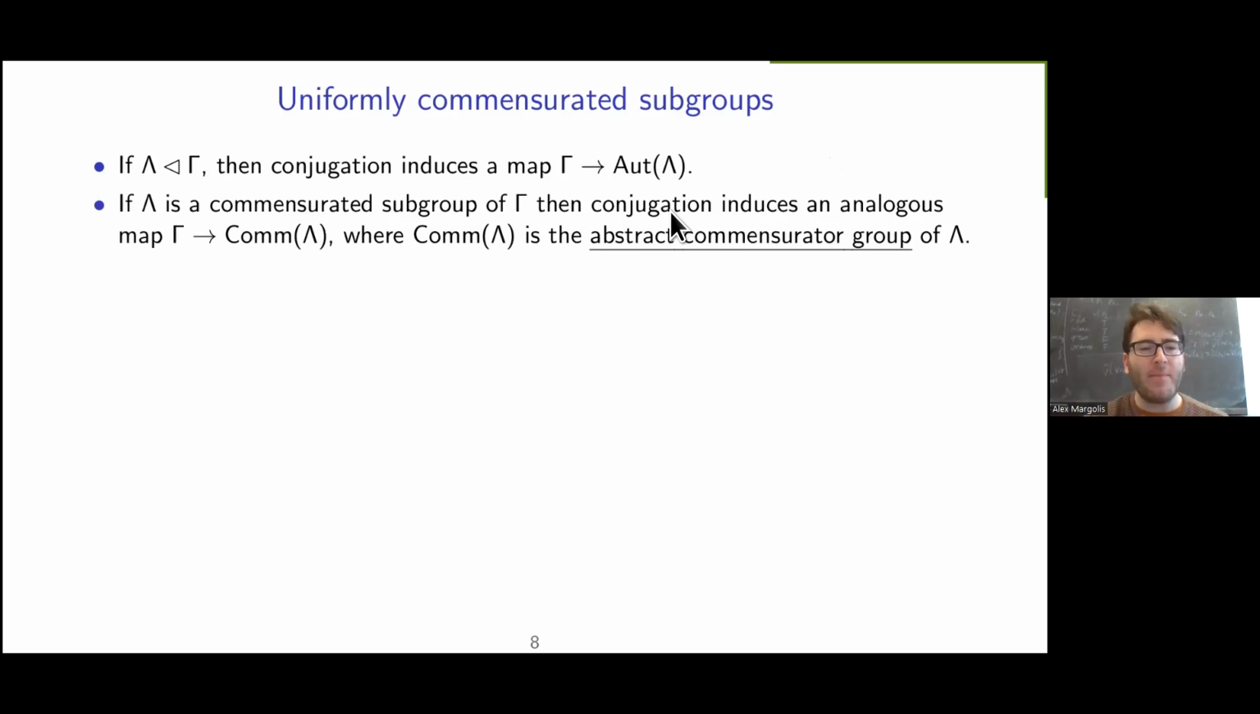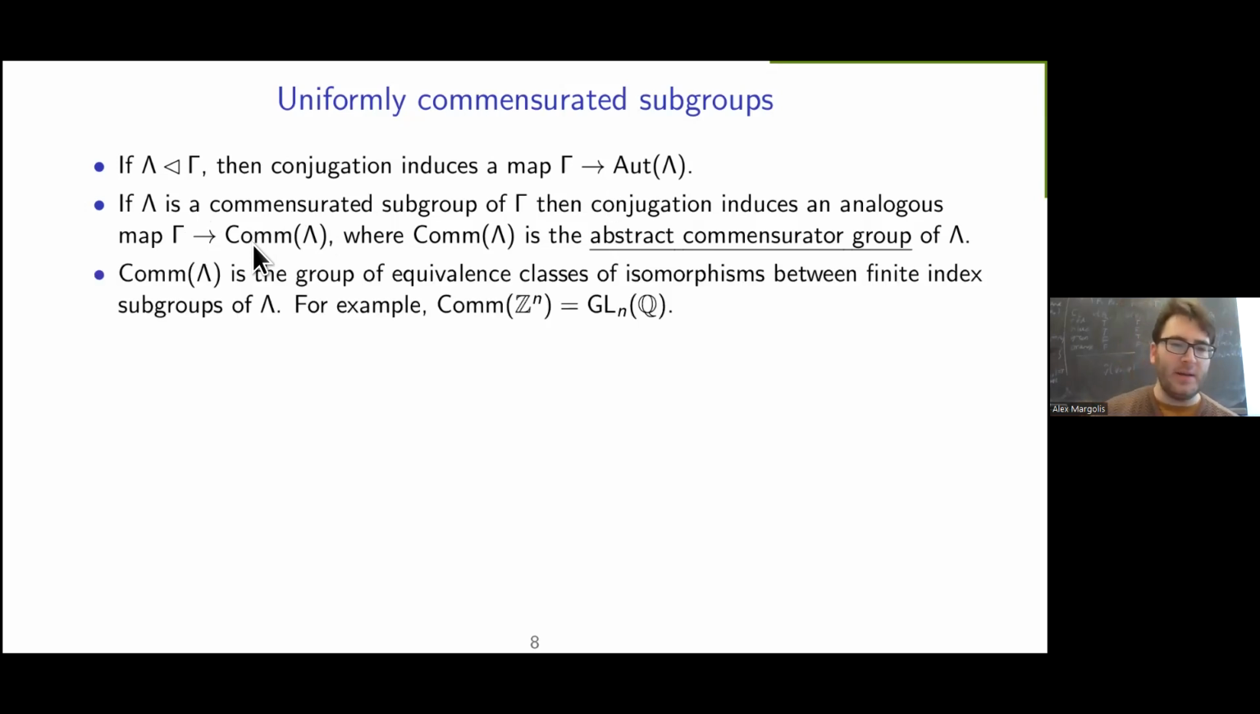The action of gamma doesn't act on lambda by conjugation, but it acts on all finite index subgroups of lambda by conjugation, or it acts on all subgroups commensurable to lambda by conjugation. And this action induces a map from gamma to something called the abstract commensurator group of lambda. Again, this might not be familiar to everyone. The definition of this abstract commensurator group is the group of all equivalence classes of isomorphisms between finite index subgroups of lambda. And two such isomorphisms are said to be equivalent if they agree on some further finite index subgroup.